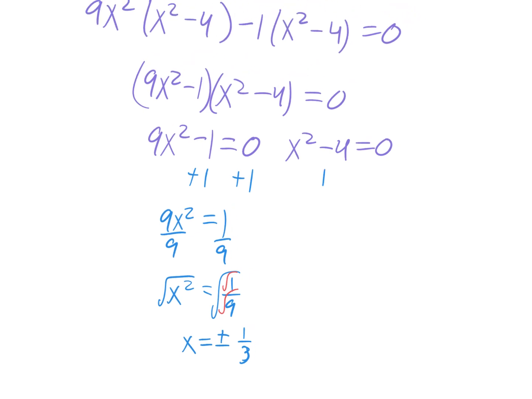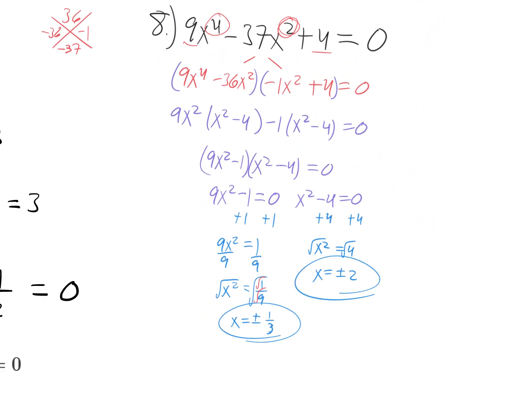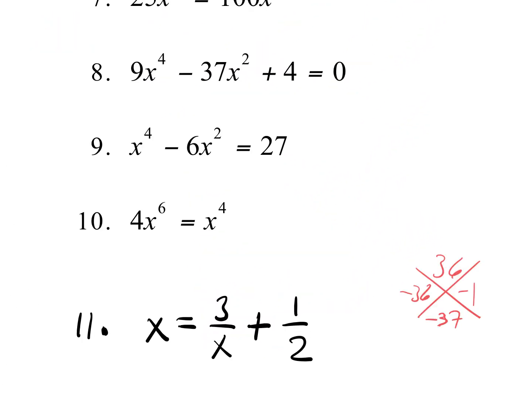And then for our other equation, we can add 4 on both sides. And we get x squared equals 4. And then we can square root both sides, and we get x equals plus or minus 2. So we get 2 solutions there and 2 solutions there. All right, how was that one? Okay, so let's try number 9.